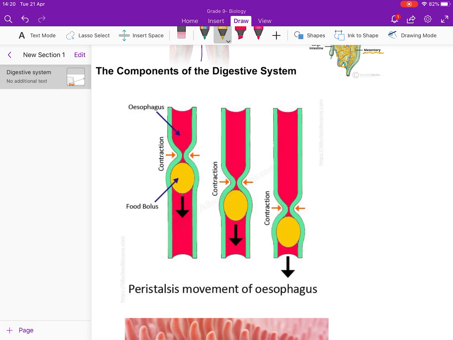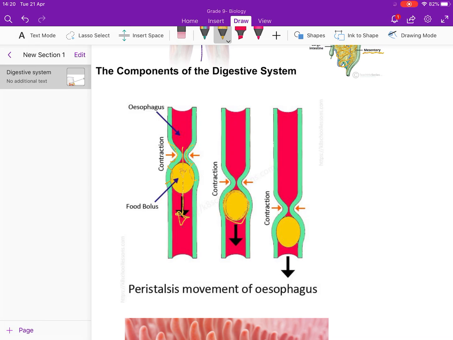Peristalsis is a muscular movement where the bolus is pressed all the way down the esophagus to the stomach by contraction of muscles. You can see there's a contraction of the muscle, so it forces the food downwards. Then there will be another contraction of muscles over here, and it will force the food or the bolus downwards.